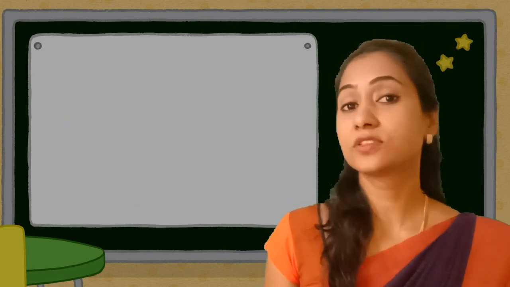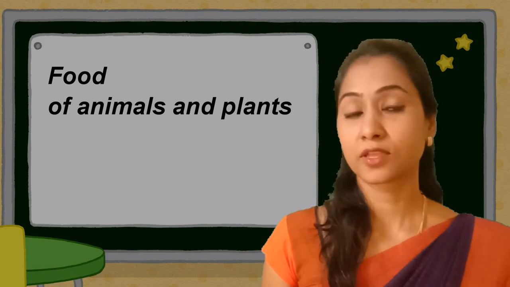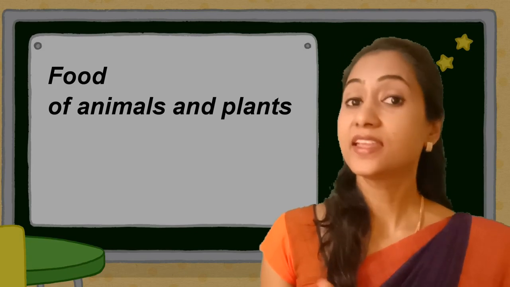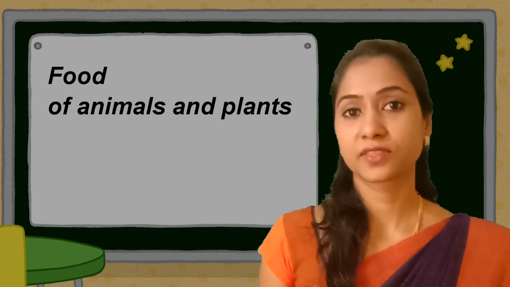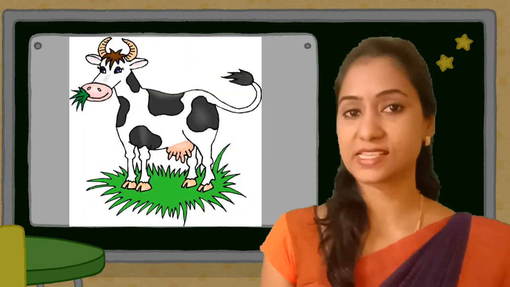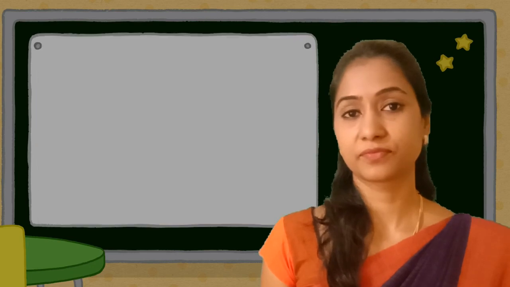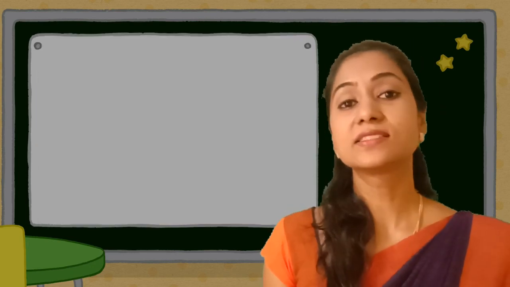Secondly, let us discuss about the food of animals and plants. Do they make their own food? No, they do not make their food. They eat the food that nature gives. What do cows and buffaloes eat? They eat grass. What do elephants eat? They eat sugarcane. What do lions, tiger and cats eat? They eat other animals. So children, some animals eat grass and some animals eat other animals.